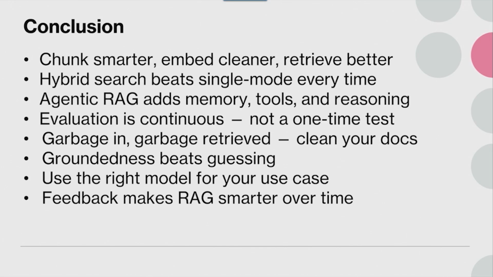Groundedness beats guessing, all right? To be able to ground your data and your responses, to be able to get a score, it's called the F1 score, between 1 and 5, to find out if you have groundedness on the data that you're getting back. Use the right model for your use case. There are some models better at things than others. And that's one of the things I said in my other sessions as well, if you were there.